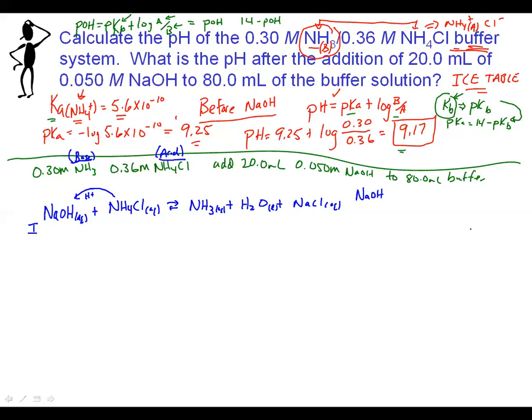For our side, the moles would equal our volume of sodium hydroxide, which is 0.02 liters, converting our milliliters into liters. We're going to multiply it by the molarity of our sodium hydroxide, which is 0.05 molar. And for our sodium hydroxide, that's going to get us 0.001 moles.